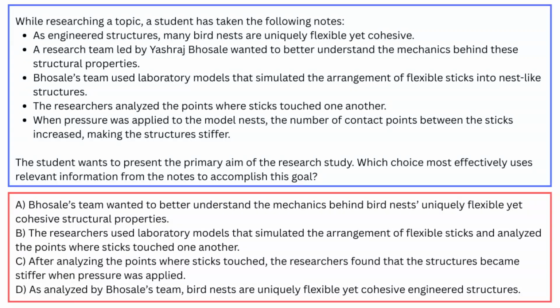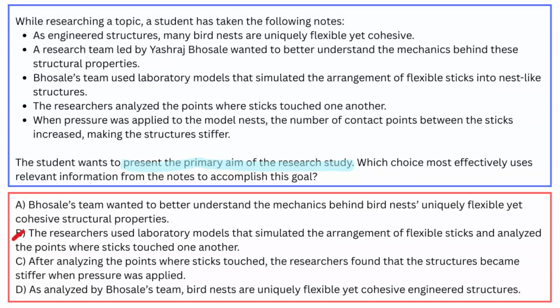So in this example here, we want to present the primary aim of the research study. So that's our goal. Now here's the secret to these questions. You can almost always get them right without even reading the notes. I'll show you how that works. So our first answer choice does look like it could be the purpose of the study. It makes sense. It's what they want to understand. The second answer choice is explaining how they did the experiment, which is not what their goal of the experiment is, so we can eliminate it.